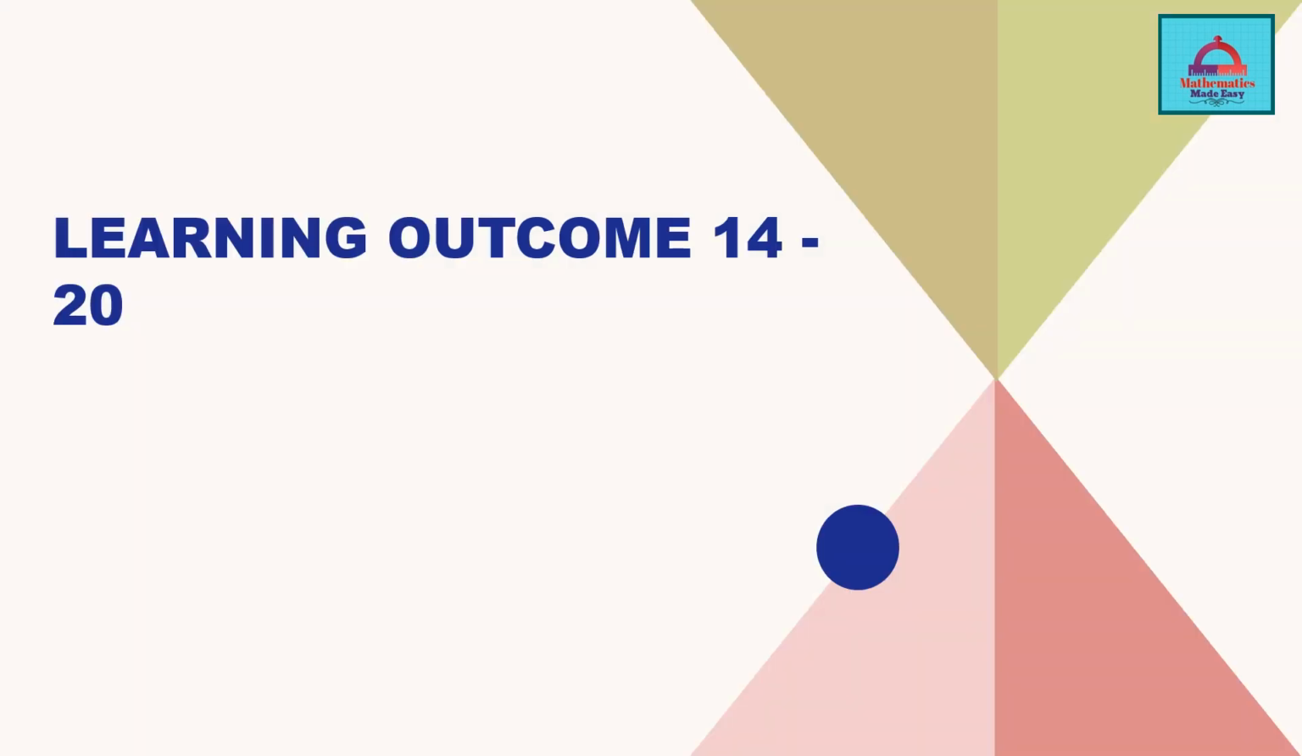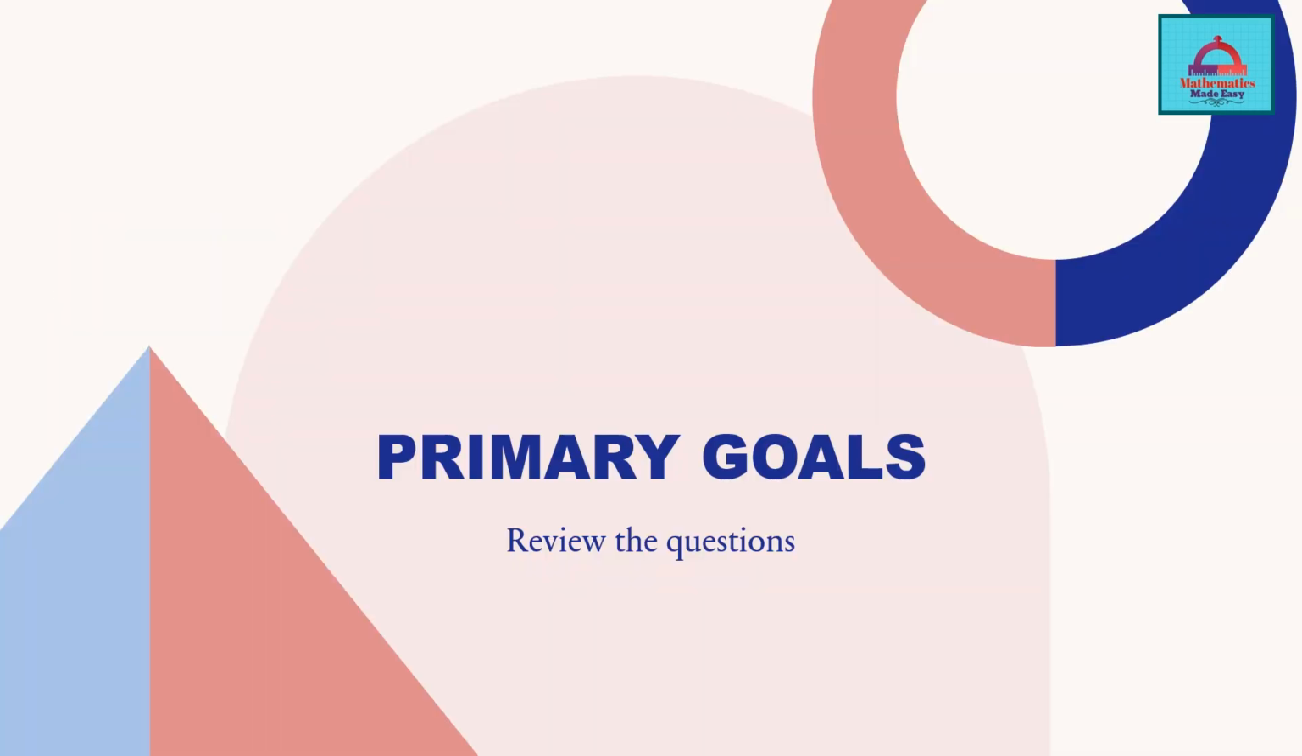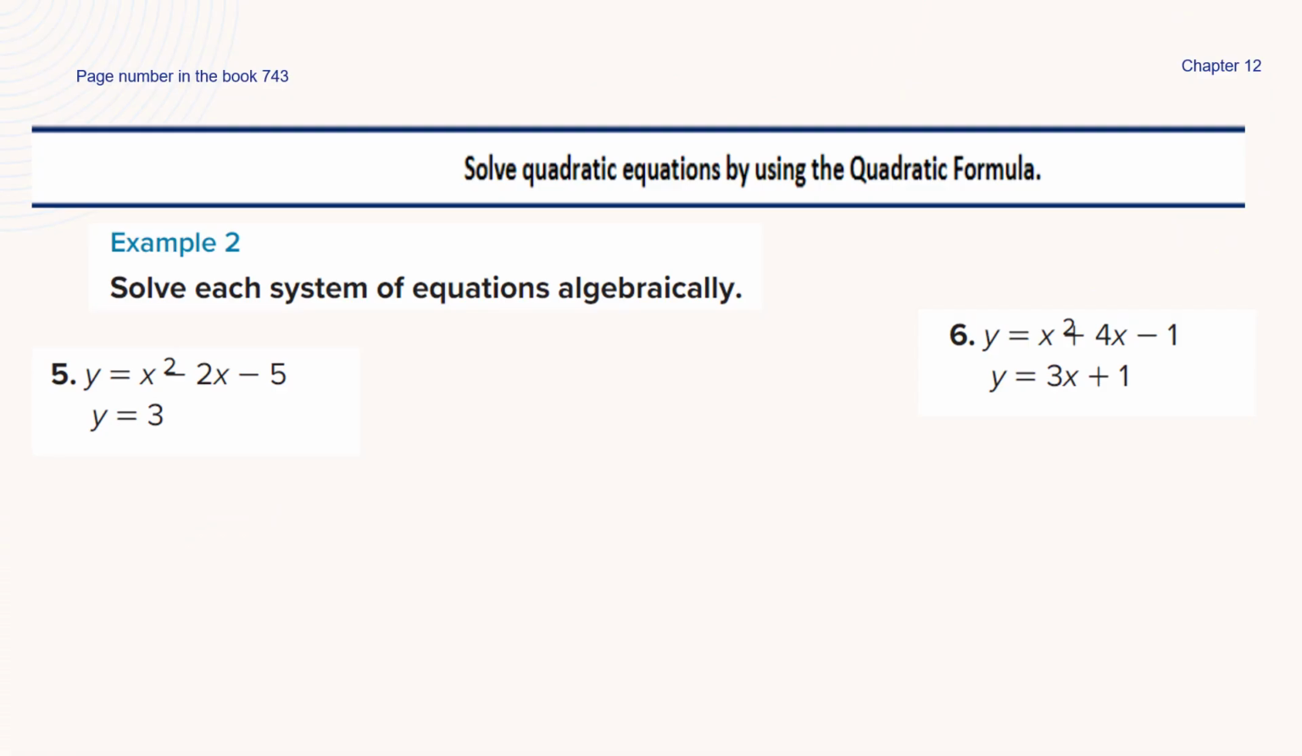Our learning outcome would be points 14 to 20 from your exam coverage, and our goal would be to review the questions which are important for your exams. So let's have a look at the first question. This is from chapter 12, page number 743 of your math book. Solve quadratic equations by using quadratic formula.